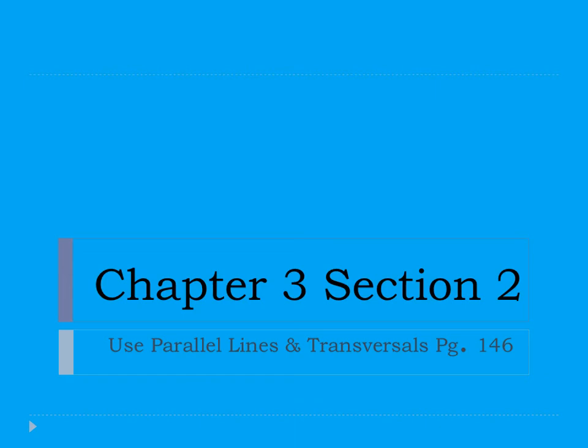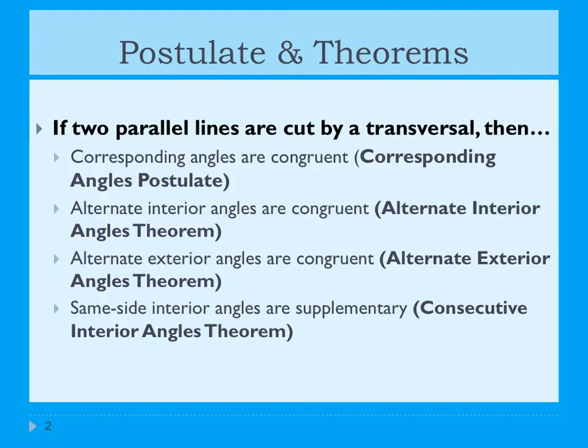Okay, so in section 2, we are going to be using the same angle pairs that we learned about in 3.1. The only difference is we're going to straighten up those lines and make them parallel, and then those angle pairs are going to either be congruent or they're going to be supplements, and we're going to see which ones are which. And we are going to determine that from this list of postulates and theorems. Now, actually, the first one is the only one that's a postulate.